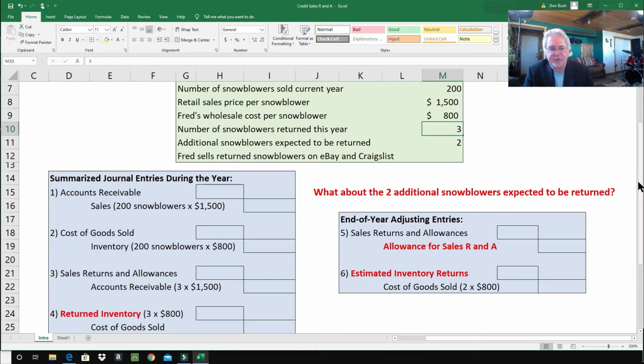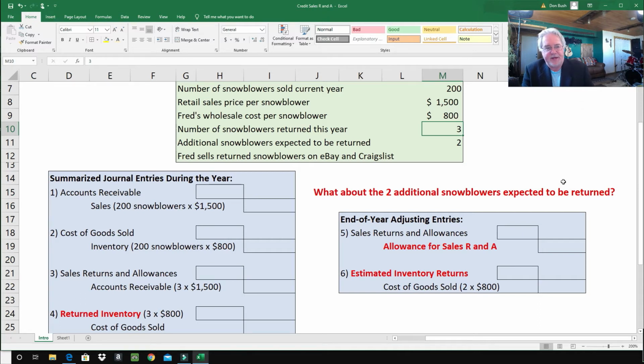The journal entries are very, very straightforward. They're really quite easy. And these are summarized journal entries. Normally Fred would record each and every sale into his accounting records, but we're just trying to see the big picture here, so we'll do this in a summarized format.